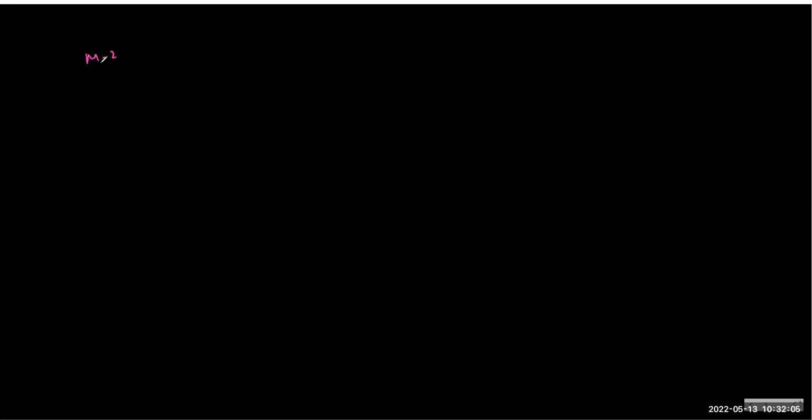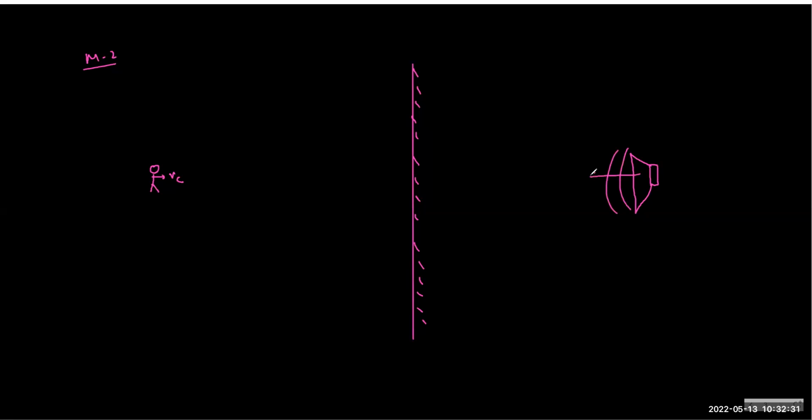Method two is you can treat the wall as a mirror. Then if I choose the driver as the observer, the source will also appear as something moving towards the wall. And because the velocity of both are same and both are approaching, so we know f dash, I'm just writing only one value.